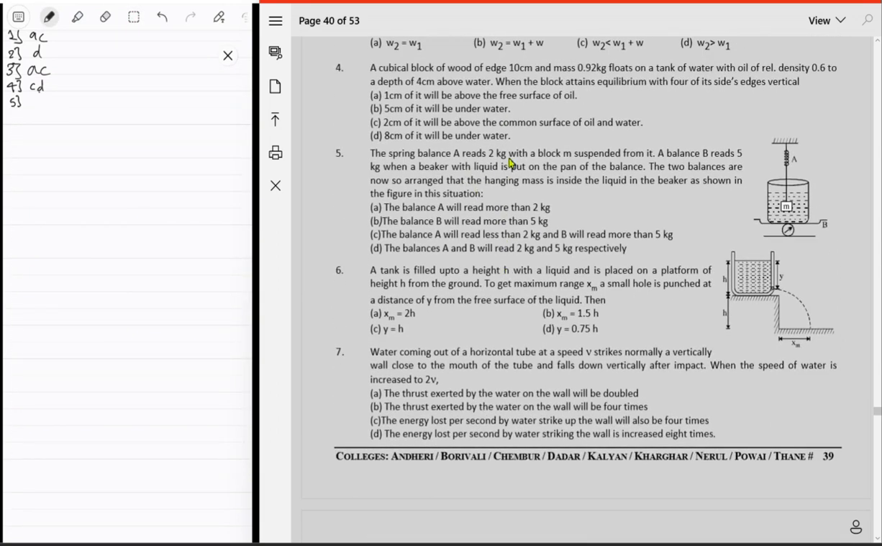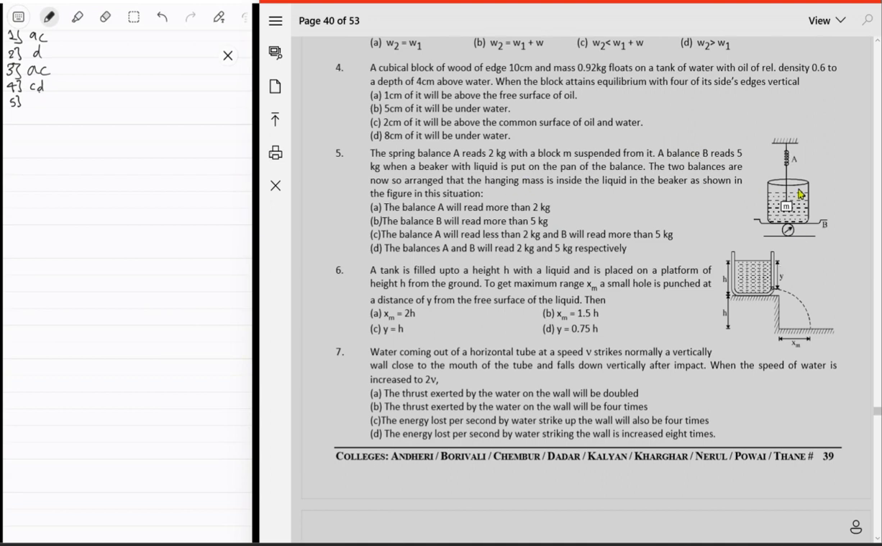Fifth: the spring balance A reads 2 kgs with a block M suspended from it. Balance B reads 5 kgs when a beaker with liquid is put on the pan of the balance. Okay, just the liquid, right? Okay, the spring. So when it's just suspended, it reads 2 kg.